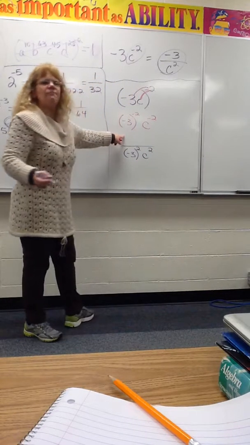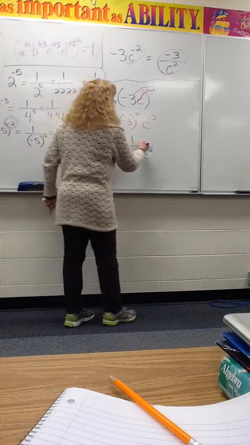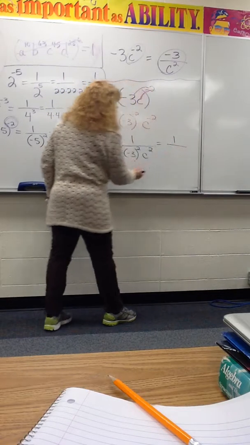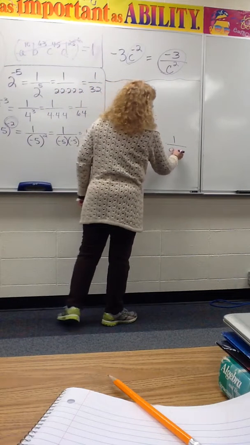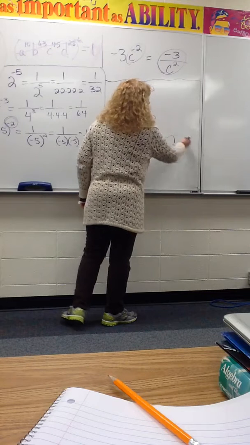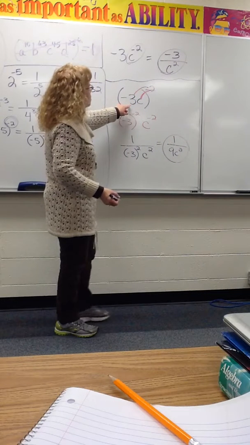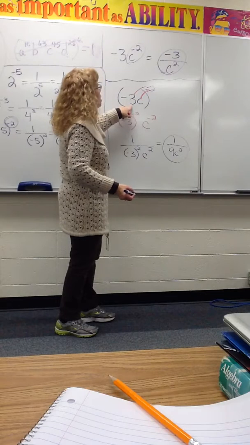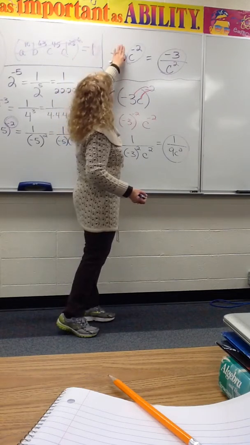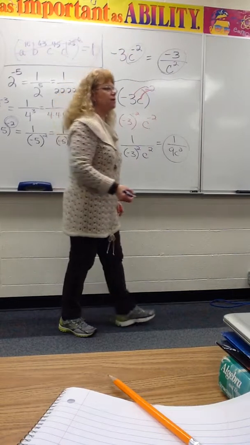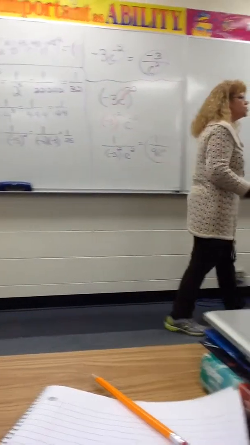What do I put on top then? 1. Right? So what is that going to equal? 1 over 9c squared. That's good. So the parentheses make a difference. Here the power goes with the negative 3 also. Up here, no parentheses, the power only goes with the c then. Make sense?